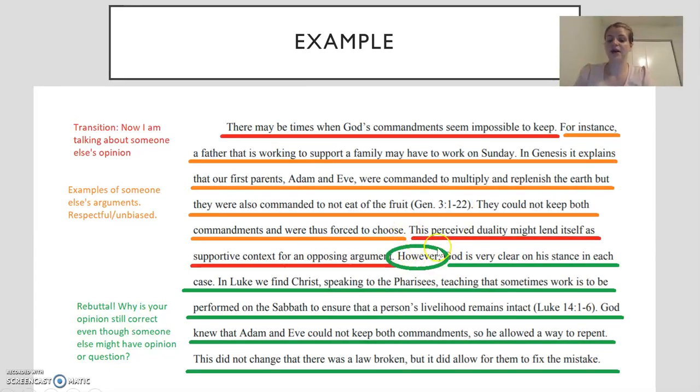So we're signaling with that word however that now you're back on track and you're going to provide a counter argument for what somebody else is saying. So they provide their own examples of that, specifically touching on both working on Sunday and Luke and also Adam and Eve, right? So this did not change their law broken, but it did allow for them to fix the mistake. So they're saying, yes, somebody might disagree with me, and here's why they might, but I still think this, and I still think that I'm correct because of da da da da da.